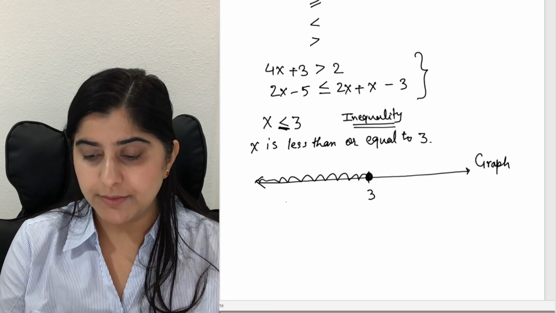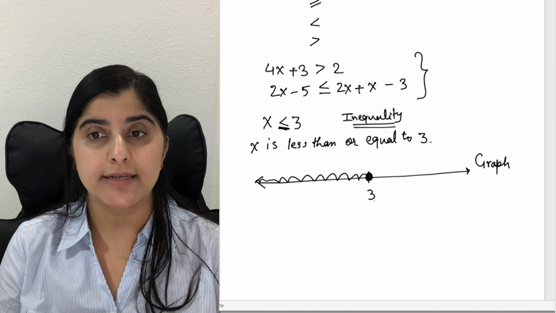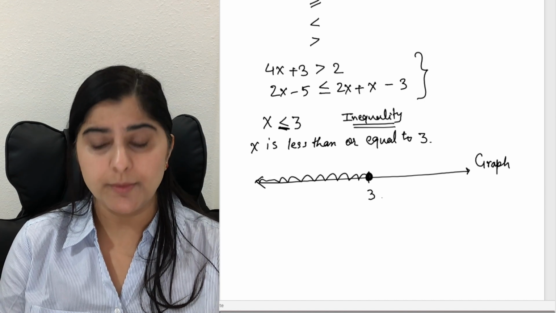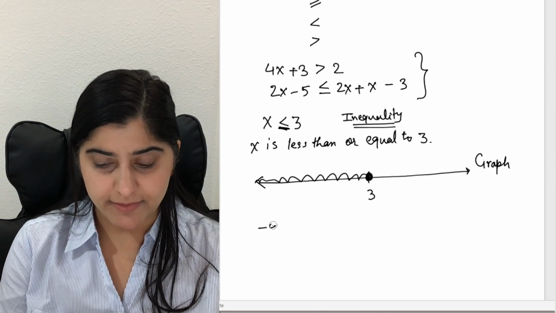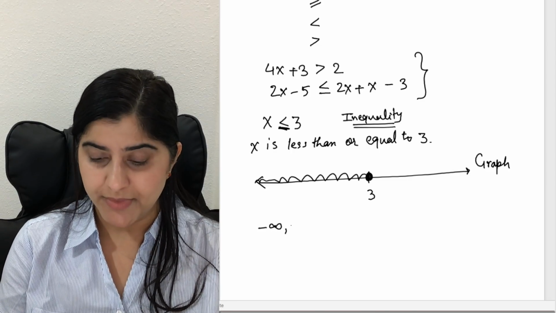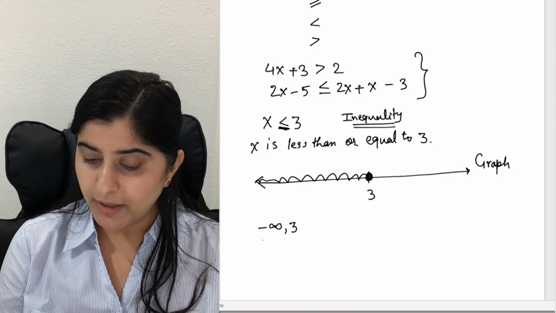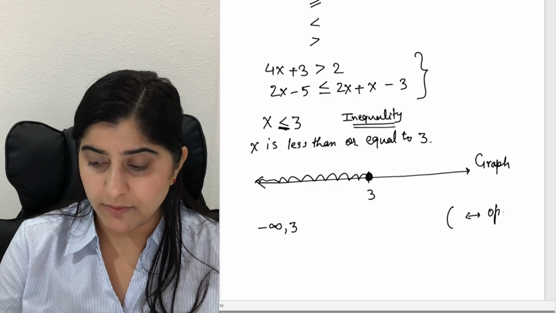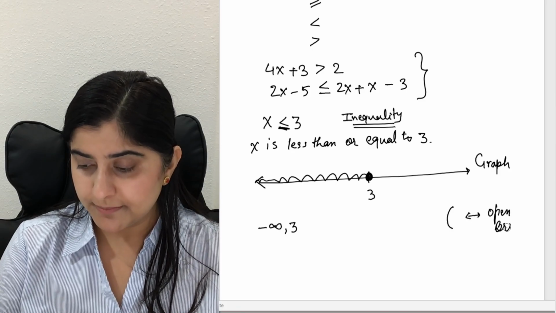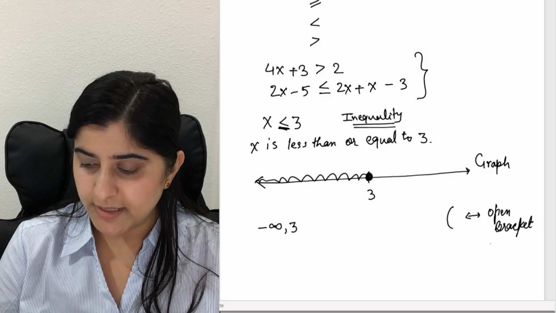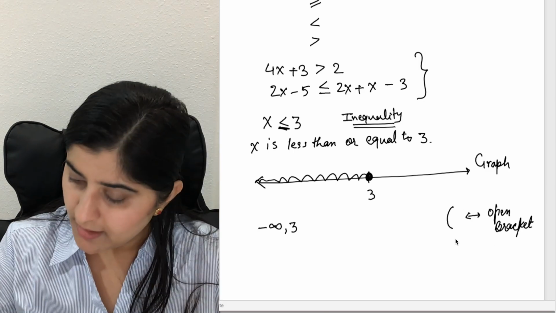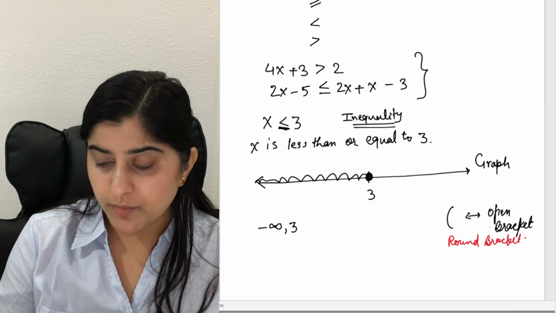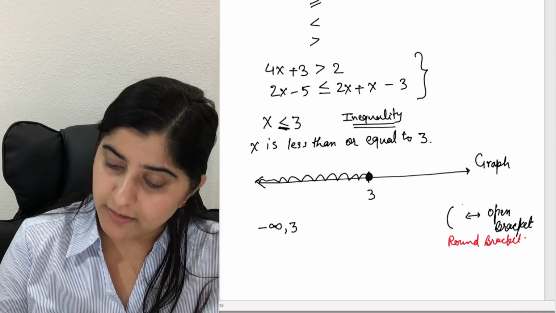Now we are going to write this graph in interval notation. For interval notation we need two endpoints. One endpoint here is minus infinity and the second endpoint here is 3. Let me talk about the brackets. This is the open bracket, also called the round bracket. This open bracket or round bracket means endpoints are not included.